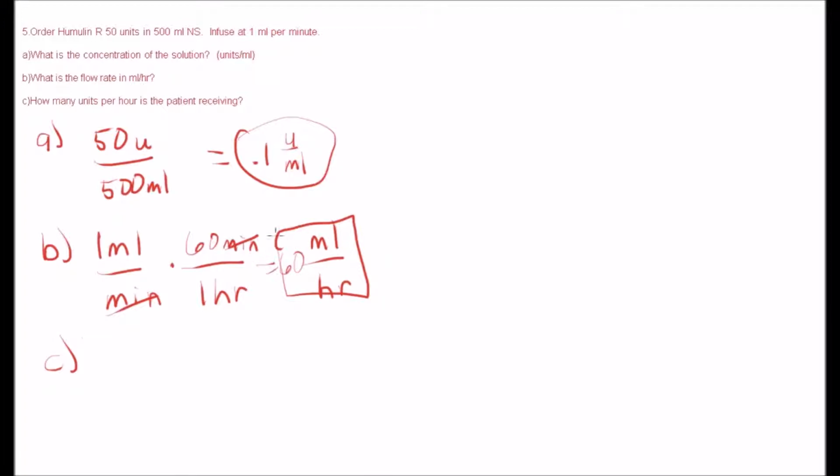And then C, we want to convert this to units per hour. So we're going to start with 60 milliliters per hour. And then we have here times 0.1 units per 1 milliliter. So this cancels, and 60 times 0.1 is 6. So there's our answer to C.